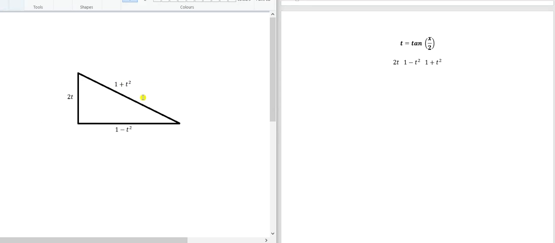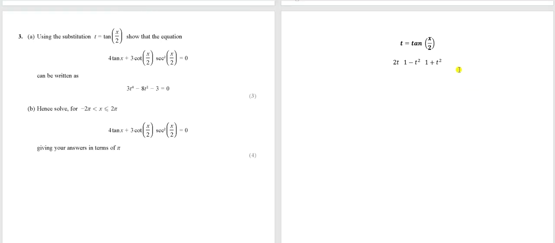Remember, in this scenario, the angle itself that we're dealing with is x. So just like in the question, they've got tan of x over 2. This triangle is not the triangle where the angle is x over 2. Rather, this triangle is the one where the angle is x. And that's where the t-formulae really come into their own.